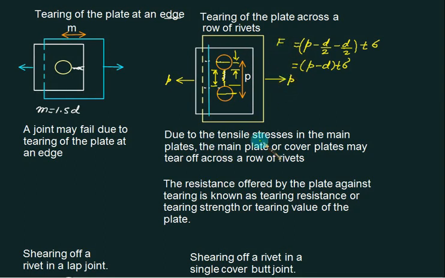Due to the tensile stress in the main plate or cover plates, they may tear off across the row of rivets. The resistance offered by the plate against the tearing is known as tearing resistance. So this value is called tearing resistance. Tearing resistance is P minus D multiplied by T multiplied by sigma of the plate material. So today we are doing pitch calculations. Yesterday we did the calculation for width. But you are permitted to do both, width as well as pitch.